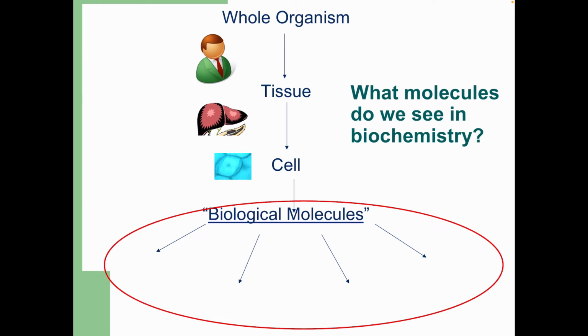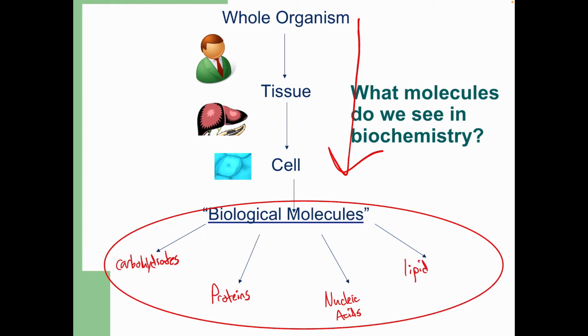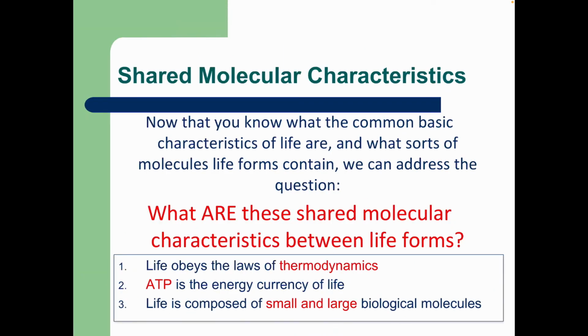So again, we have our structural hierarchy. The most common molecules you see in biochemistry are carbohydrates, and we'll talk about each of these individually, our proteins, our nucleic acids, and our lipids, or our fats. But we'll go through each of these next.